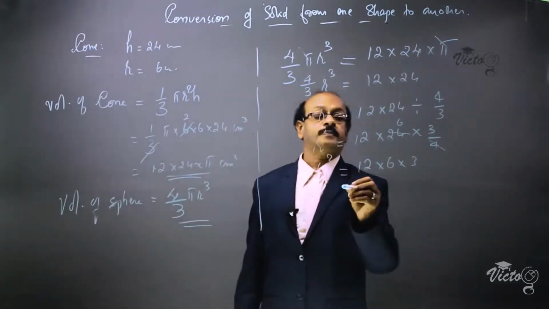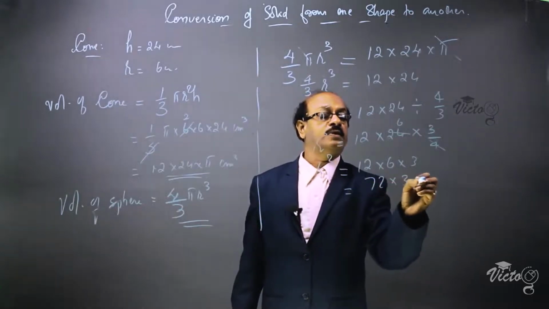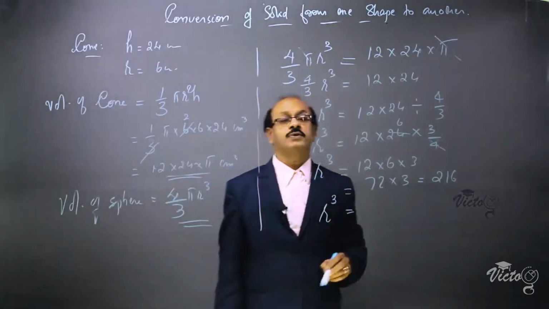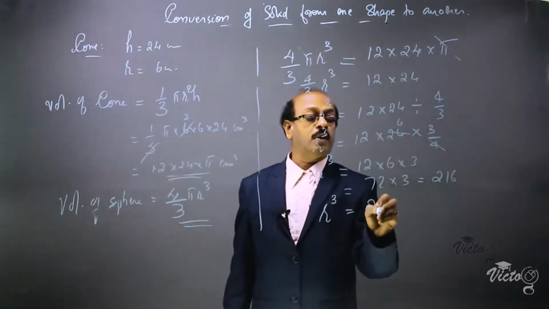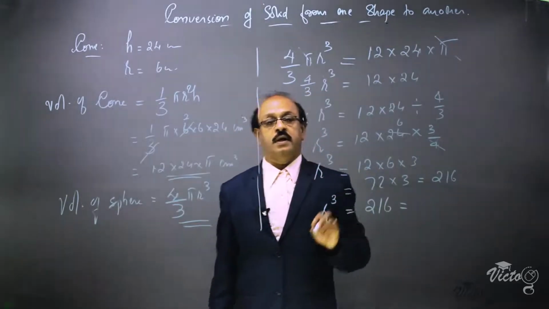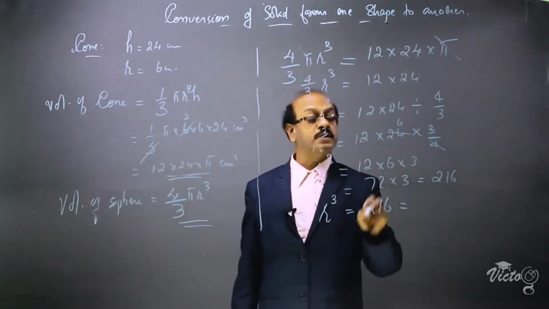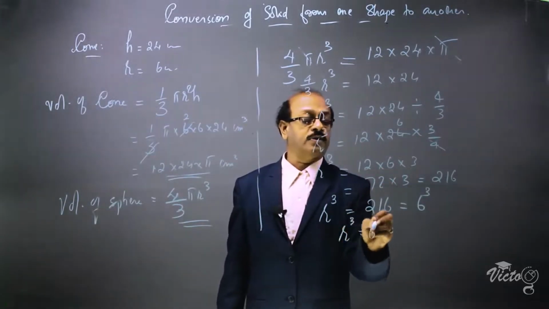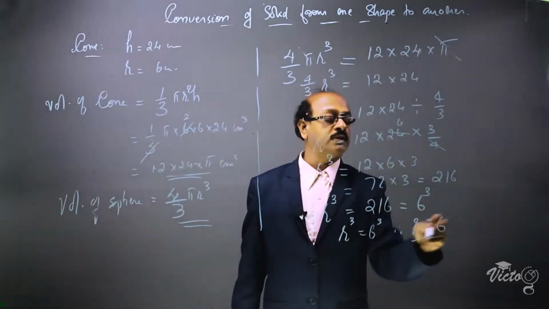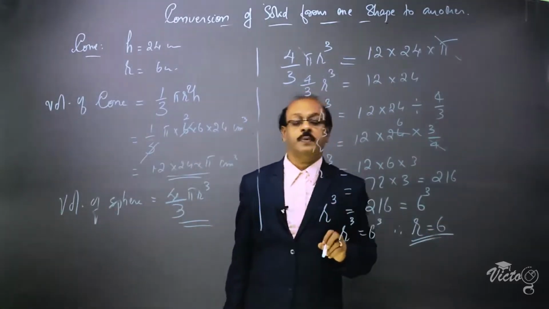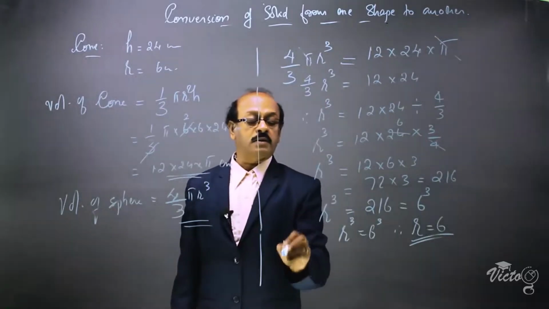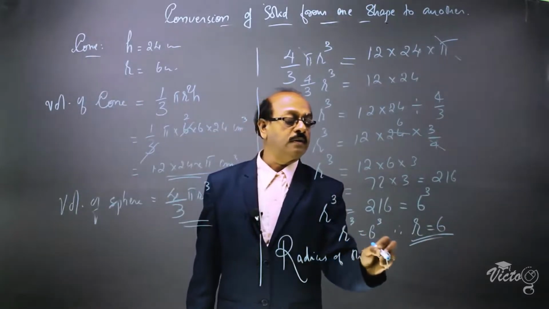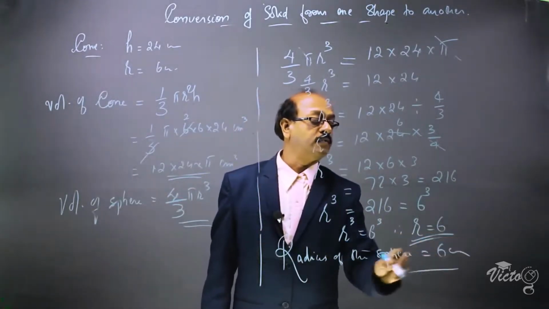That is 72 into 3, which is equal to 216. We are getting the value of r cube as 216. Now remember, 216 is the cube of 6. 6 cube is equal to 216. So instead of 216, we can write it as 6 cube. r cube is equal to 6 cube. Therefore, r is equal to 6, which is the required radius of the sphere. So we can conclude it as radius of the sphere is equal to 6 centimeter.